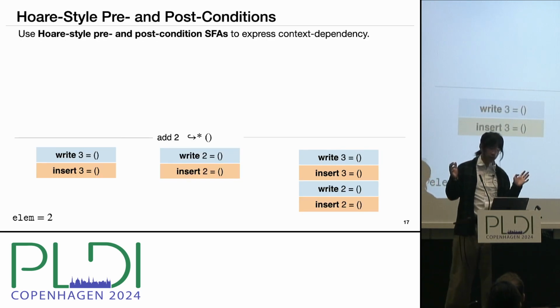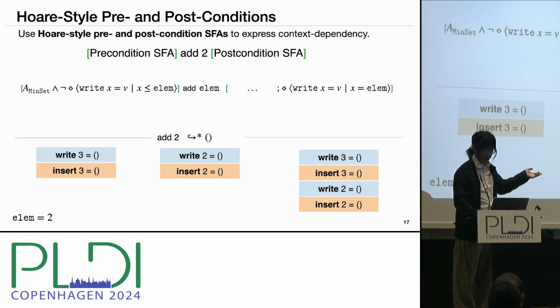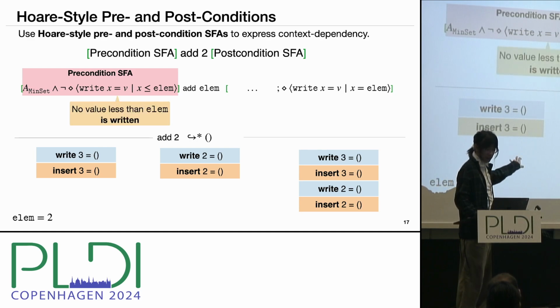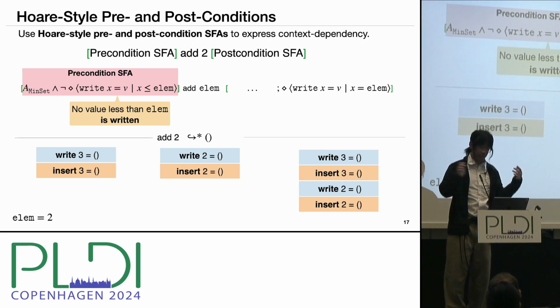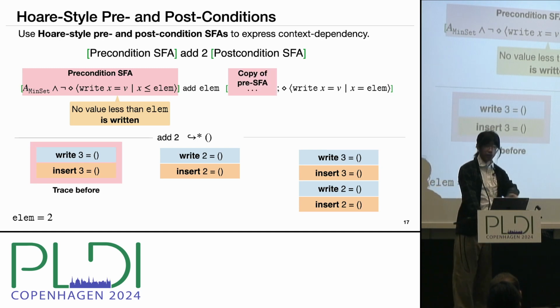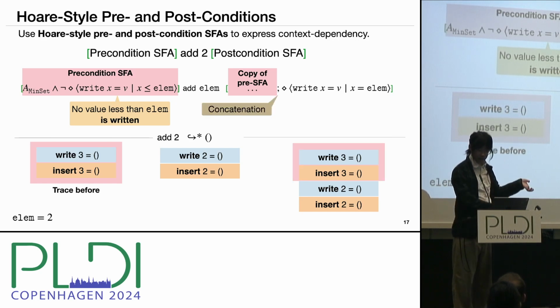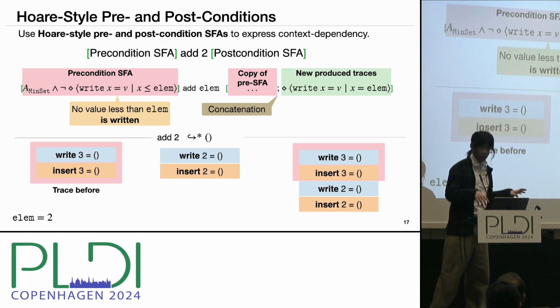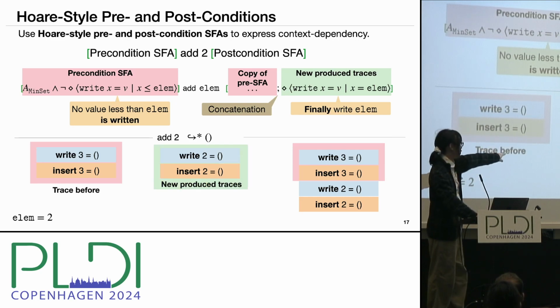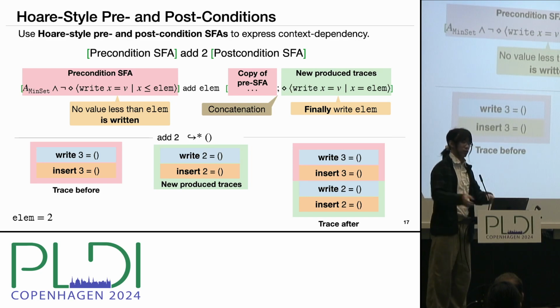So the solution is that we use a Hoare-style pre- and post-condition symbolic automaton to express it. It looks like this, and here's a concrete example. This part is a precondition symbolic automaton. The first part still says it's a valid min set, conjoined with no value less than the element being written. That is consistent with your context trace. And the post-condition symbolic automaton always has a copy of the precondition automaton, concatenated with a new produced trace, to say that eventually we'll write this element. So it's just like you always have a new produced trace appended to your context trace.